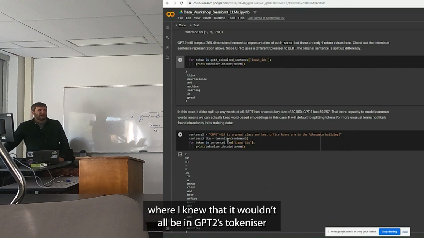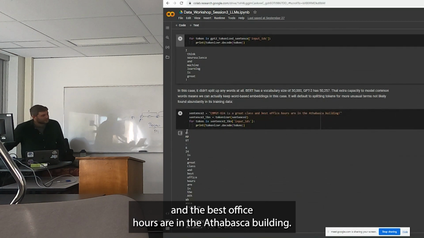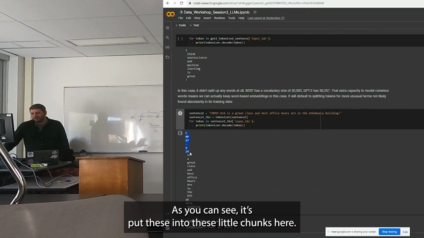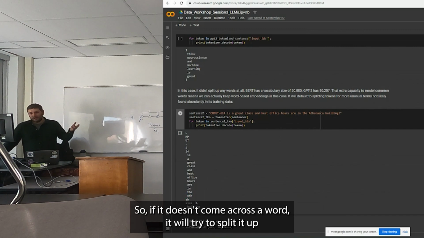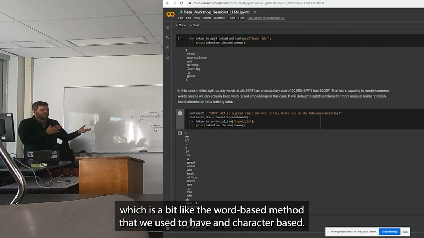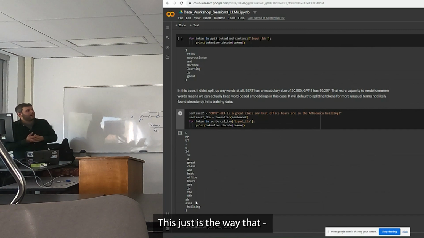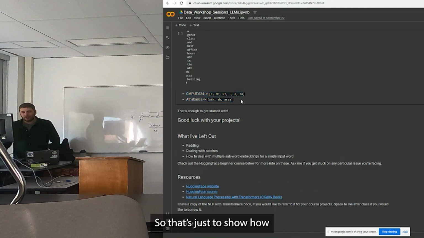But then I tried to come up with a sentence where I knew that it would be split by the tokenizer. So here, I had a great class, and some more unusual words get put into these little chunks, and I've expected it by showing the indentation that's at the start of the subword here. So if it doesn't come across a word, it'll try to split it up and draw text embeddings for the subwords, which is a bit like the word-piece method, versus character-based, so it's the best of both worlds, let's just say. So that's just to show how the GPT tokenizer works effectively.